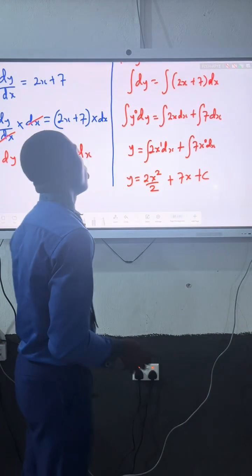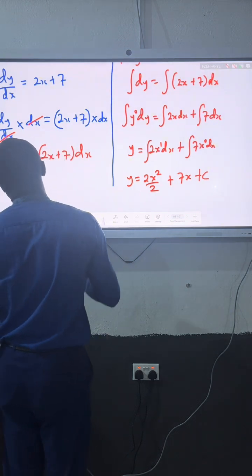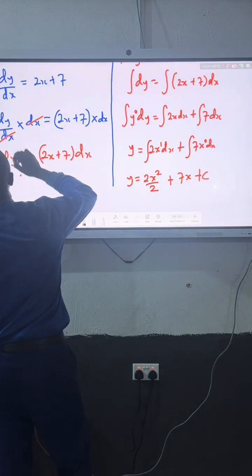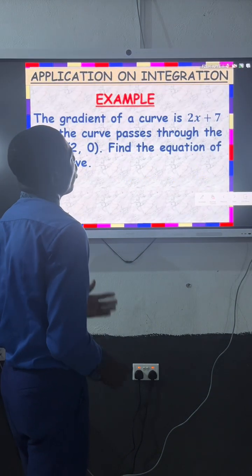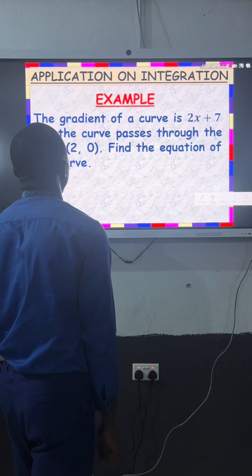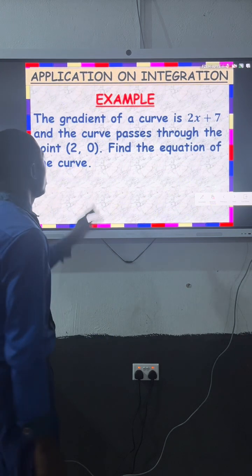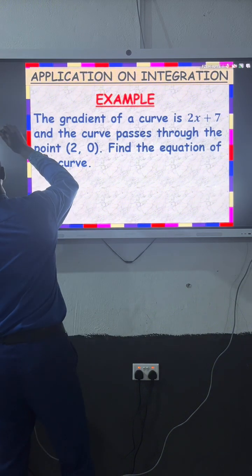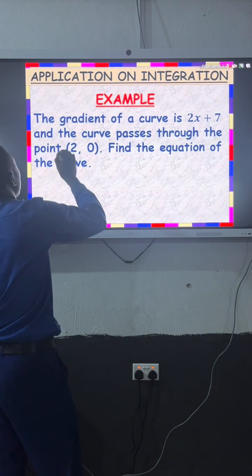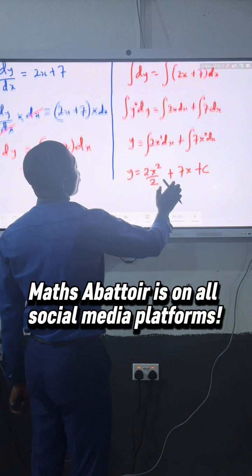Now, we are almost done with the job. You are told to do something. They gave you a point. They say you should find the equation of the curve. They say that the gradient of a curve is 2x plus 7, and the curve passes through the point (2, 0). Now, find the equation of the curve. So, we need this point in order to get the value of the constant C.